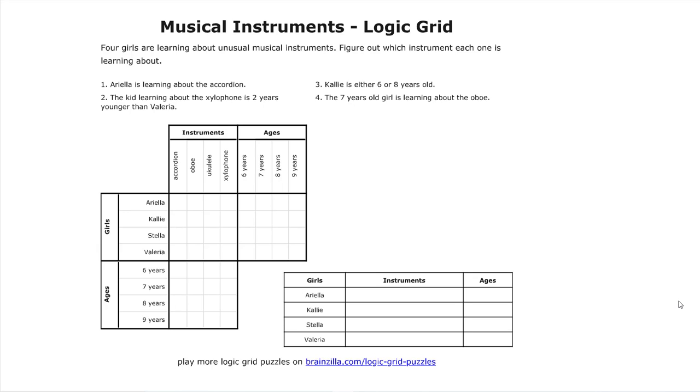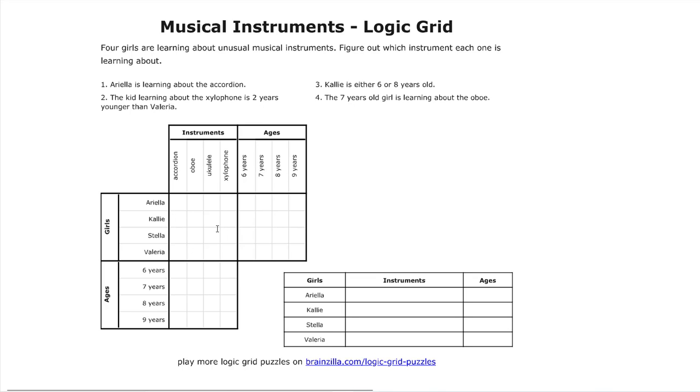So the first puzzle that you're going to do for this week is this logic puzzle with musical instruments. It says 4 girls are learning about unusual musical instruments. Figure out which instrument each one is learning about. Here we have 4 different instruments. We have an accordion, an oboe, a ukulele, and a xylophone. Each girl is going to play exactly one instrument, and they're all going to play a different instrument. Each girl is either 6, 7, 8, or 9 years old. There's exactly one 6-year-old, one 7-year-old, one 8-year-old, one 9-year-old.